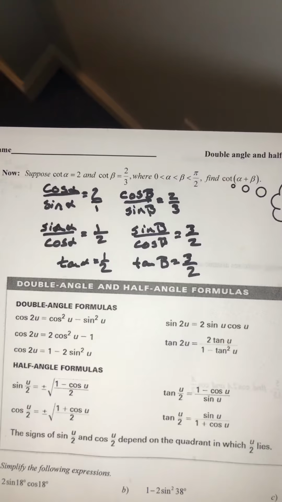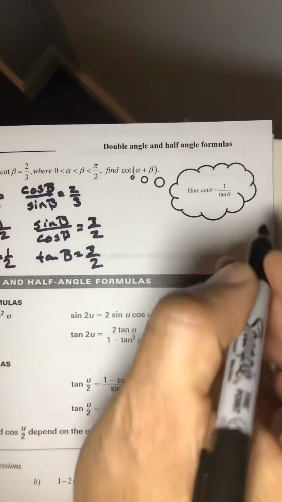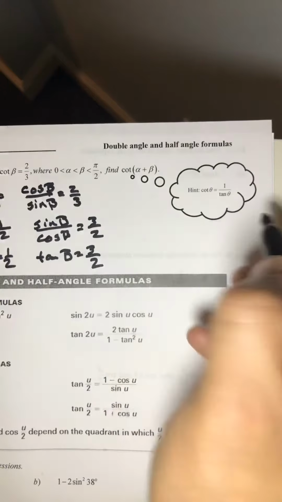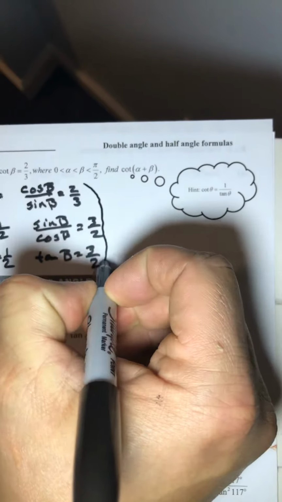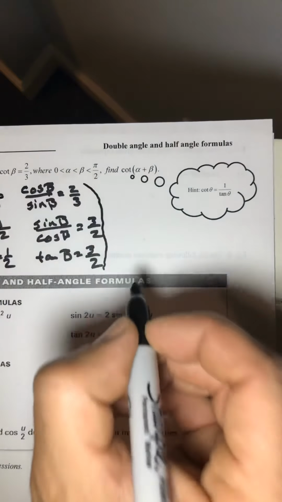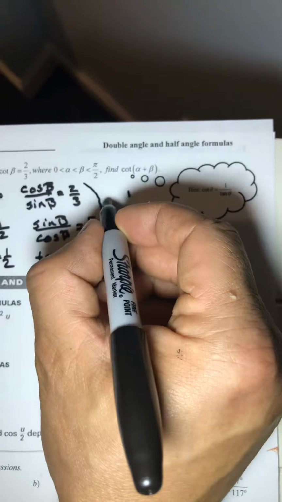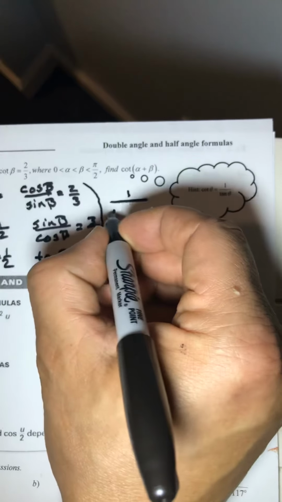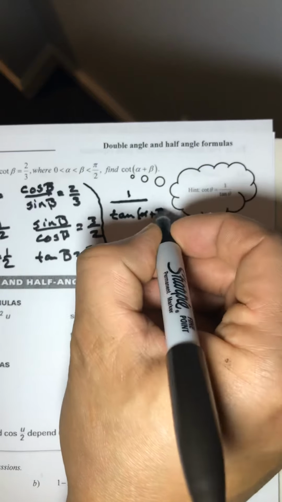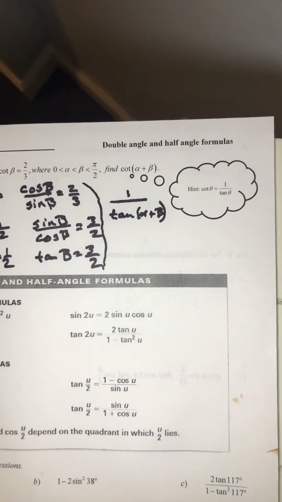So what we're going to do, we're going to use this hint over here, that we know that the cotan of some angle is nothing more than 1 over tan. So how about we continue with what we learned yesterday, and we figure out 1 over the tan of alpha plus beta. And if I figure that out, that will be the same as the cotan.